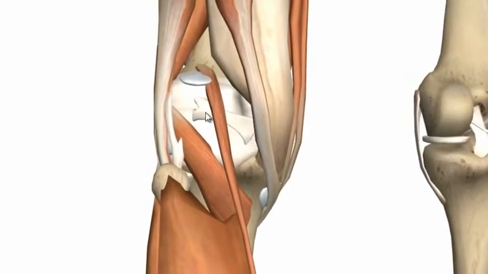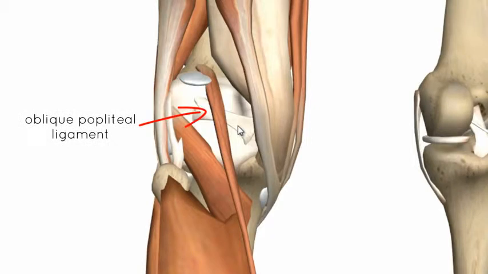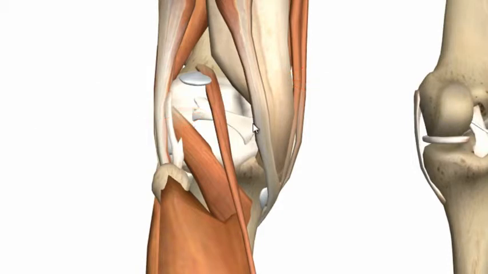And if we rotate round to the back, you can see this ligament which arches over the back of the joint capsule, and this is called the oblique popliteal ligament. This is actually an extension from this tendon, the semimembranosus tendon, which attaches onto the tibia, and it gives off this ligament called the oblique popliteal ligament, which reinforces the posterior aspect of the joint capsule.